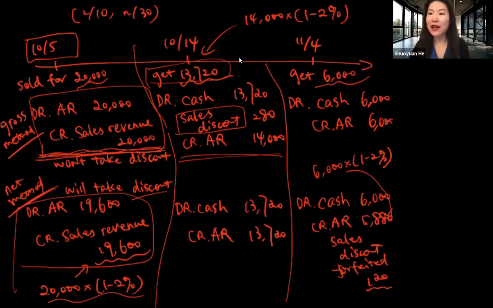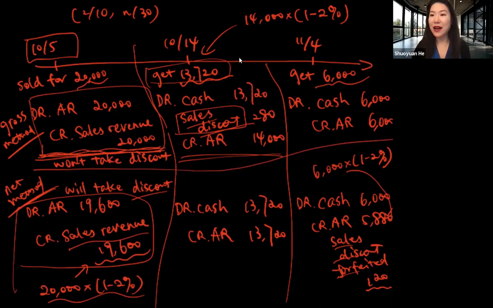It is also an income statement account, and this account adds up to our sales revenue. So different from sales discount, which takes away from our sales revenue, sales discount forfeited adds to our sales revenue account. So this is how we account for our cash discount using the two methods, gross method and the net method.